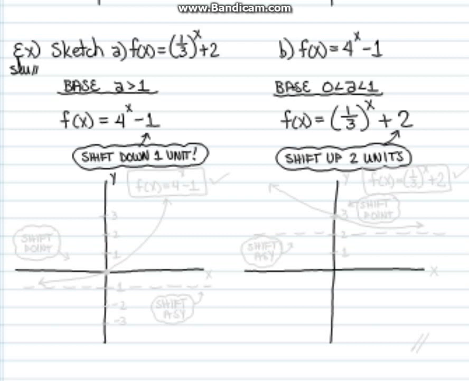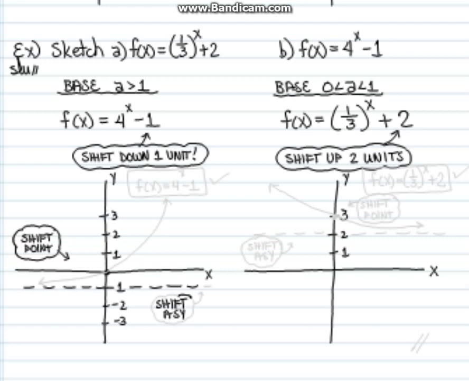Okay, now let's work on our shifting. We have to shift 1 unit down on the left. So the y-intercept was at (0, 1). We're going to move that down to (0, 0). And then the asymptote, which was located on the x-axis, is also being shifted down 1 unit. So both the y-intercept at (0, 1) and the asymptote on the x-axis get shifted that 1 unit.